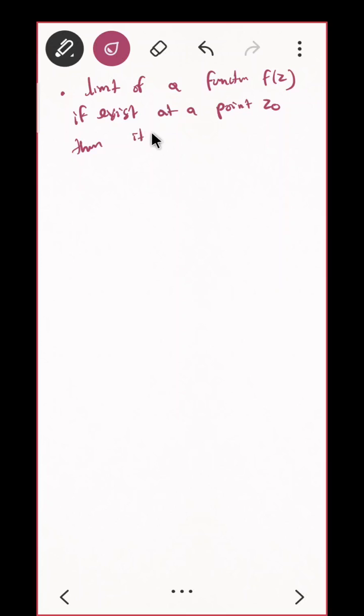Then it is unique. Can you prove this? Anybody? Quickly. You must have done it many times, even in FYBSc and SYBSc. Let us do it again. Anybody? You want to prove uniqueness of limit?